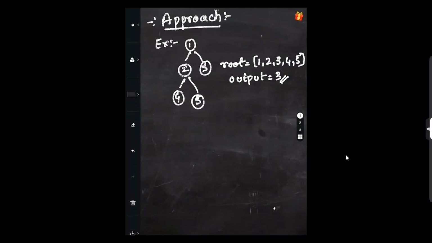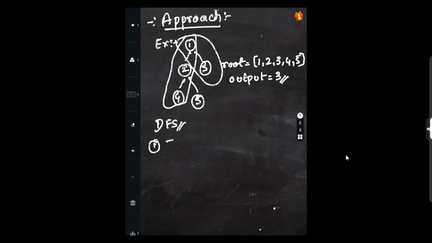Let's discuss the approach step by step. I have just considered the example that they have given in the question. The first step is that we are going with the DFS approach, which you have to keep in mind. The first step is a depth first search. So what is the key idea here? We have to find the left and right subtrees recursively.